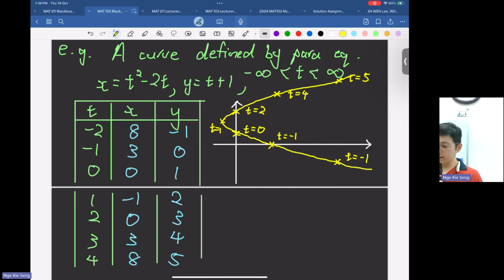Okay, but to be precise, you can fill out more points here. Or in future, we will use differentiation to check how this curve behaves. So this is the curve, and this is the curve with orientation. We go from negative time to positive time, from the bottom to the top.